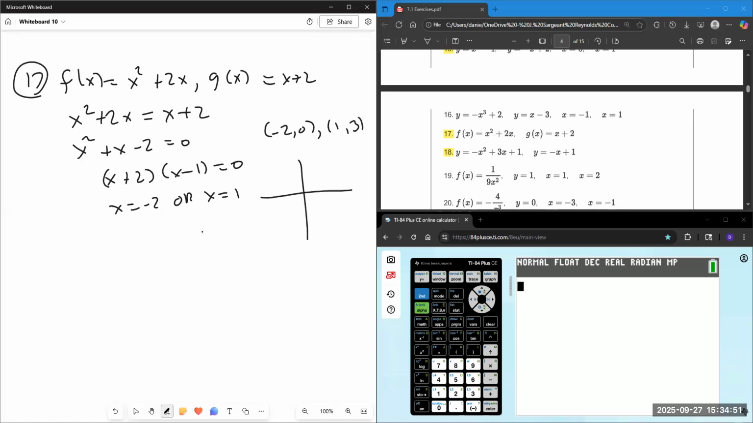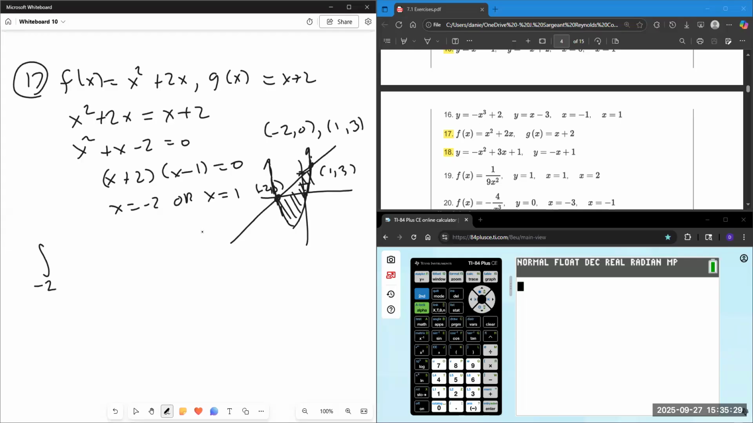Sketch my graph here, and I have x plus 2, so that is like this, and I have 0, 0, and -2, 0, and this is going to go down. And then I have this point over here of 1, 3. I'm interested in what's in between them here where the line is above the parabola.